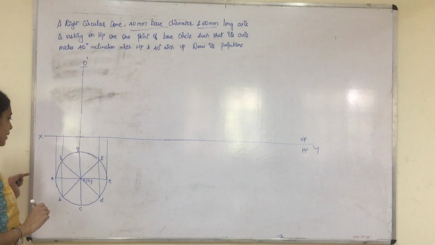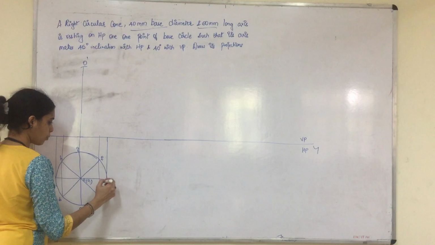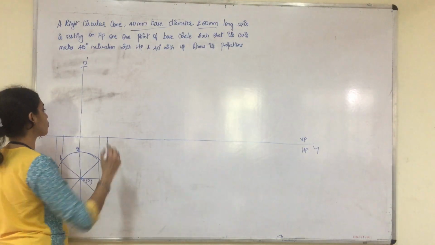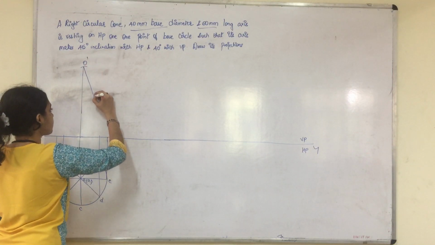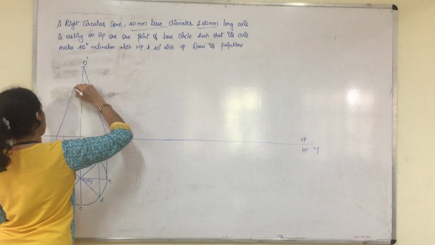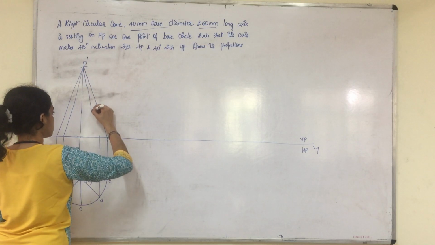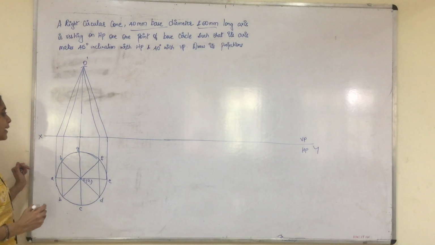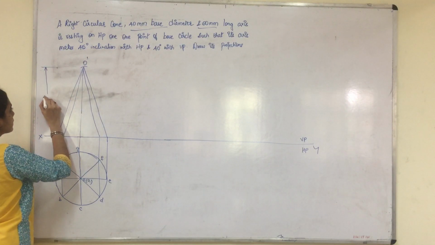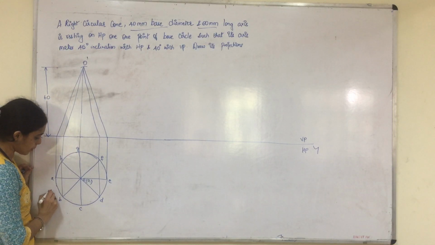Once you get the apex, we will now join the apex to each and every projection of the generators which are there on the circumference of the circle of the top view. So please connect the apex to each and every point. After you connect, please show the axis height as 60 mm. Then the observer views from here.